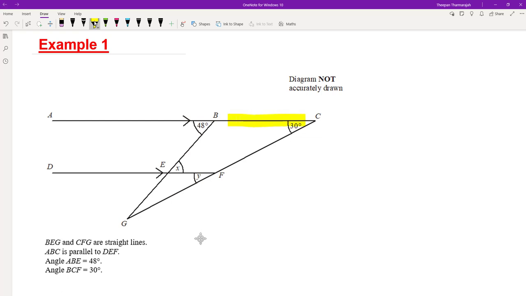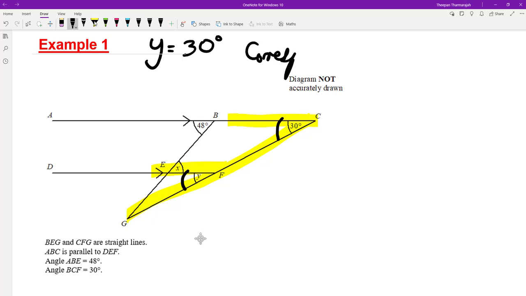So I'm going to draw an F-type angle here in yellow in highlighter. What that basically means is that this angle 30 is exactly the same as angle Y, and that's known as a corresponding angle. So I can say that Y equals 30 degrees, and the reason for that is that corresponding angles are equal.